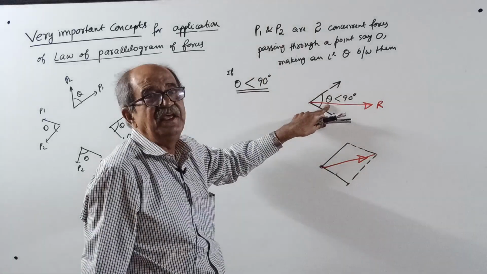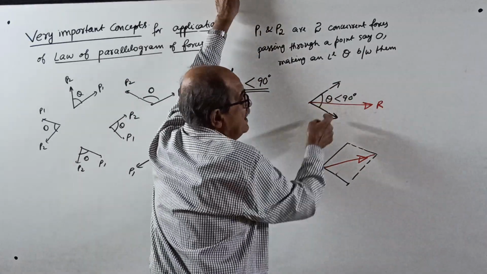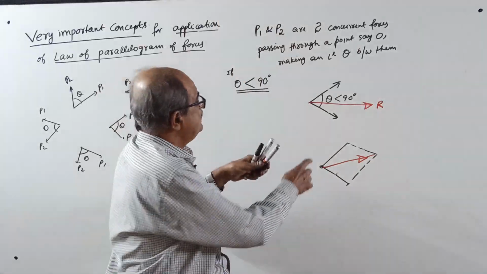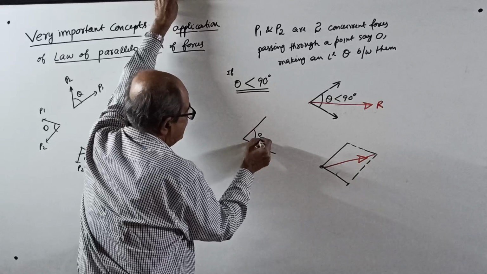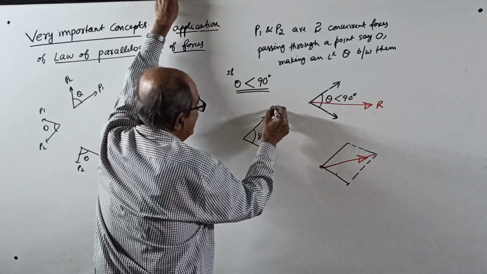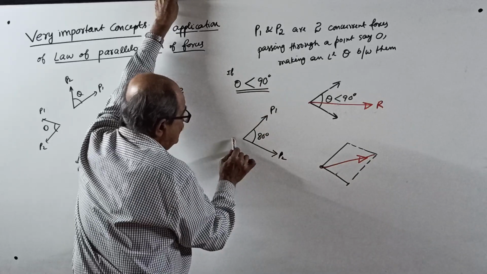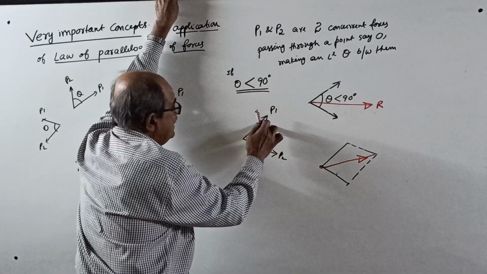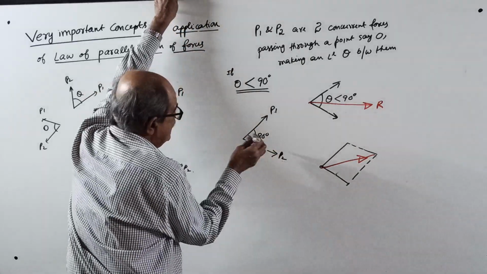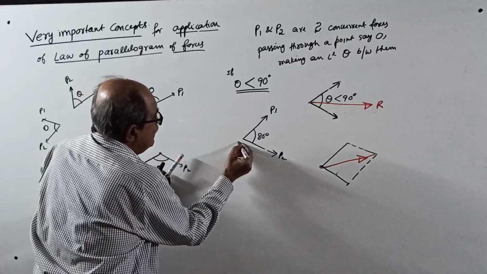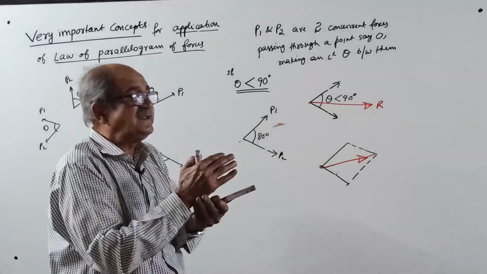Suppose theta is 80 degrees. If both the forces are equal, the resultant will make 40 degrees each. Imagine, for understanding, make a note this way: 80 degrees, one force P1, one force P2. If P1 equals P2, the resultant will make 40 degrees here and 40 degrees here. Suppose P1 is more than P2, then the resultant will be nearer to P1. Why? Whichever is the higher force, the resultant will shift that side.